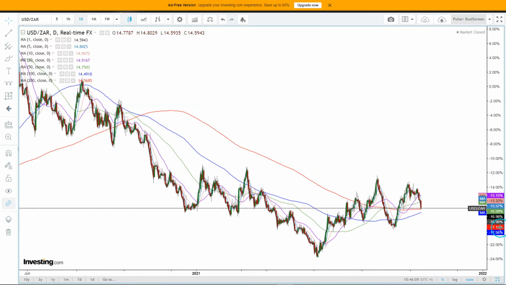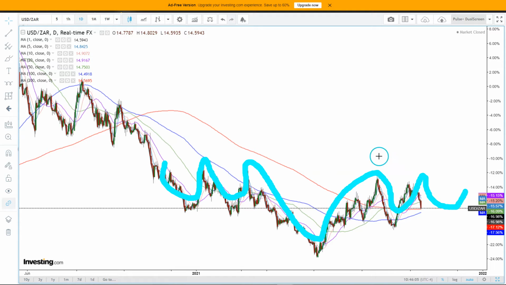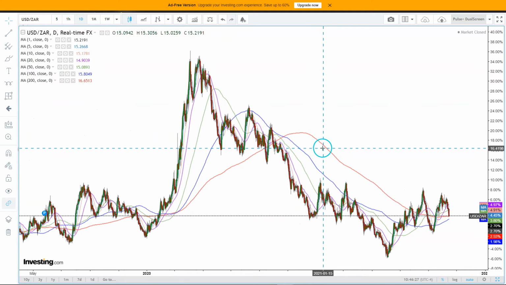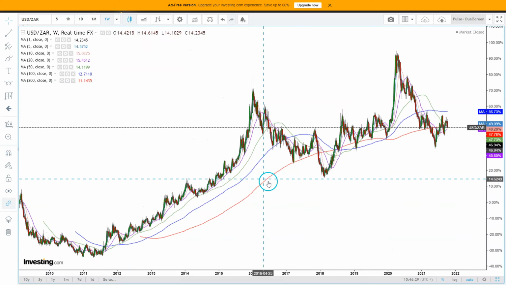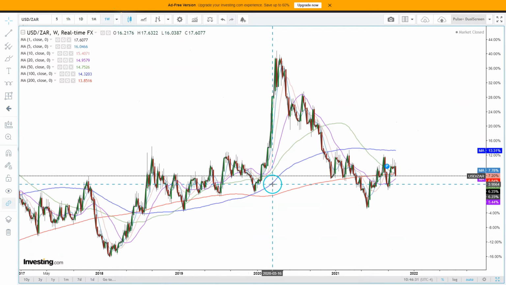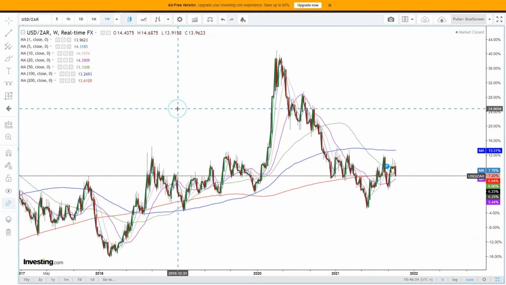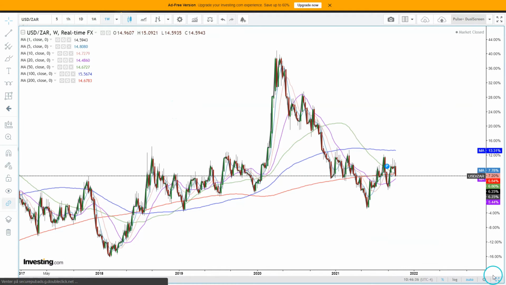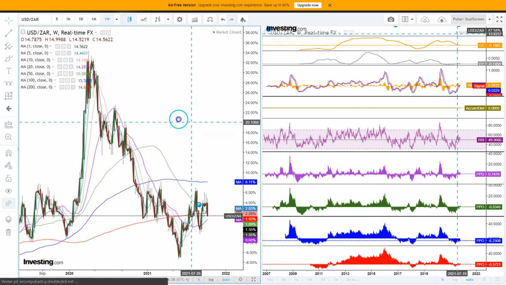You could also make the case that we are forming an inverse-ish head and shoulders. So we have a bit of a shoulder here. This is a bit of a head. Here is a bit of a shoulder. But you also could argue that there are multiple shoulders. So it's a bit of a hybrid of an inverse head and shoulders pattern and a rounding bottom. But these are bullish technical patterns. So there is the potentiality here, at least, that a bullish thesis is emerging.